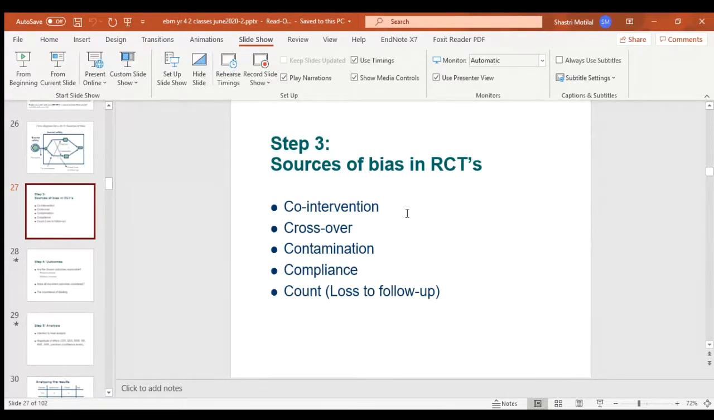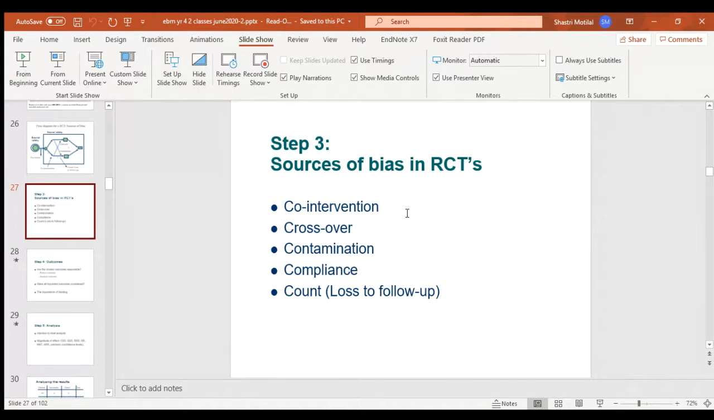The other one is crossover. Crossover means you randomize a person to get a treatment or placebo, and for some reason people in the placebo group cross over to the treatment group, or people in the treatment group cross over to the placebo group. Sometimes it's done intentionally.